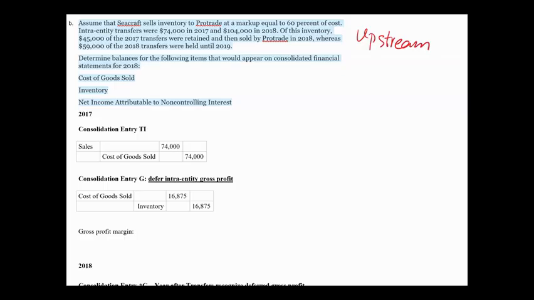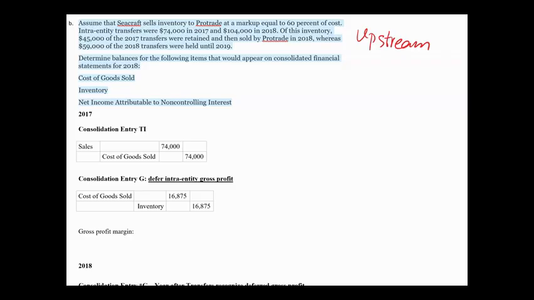Each entity transfer was 74,000 in 2017 and 104,000 in 2018. Of this inventory, 45,000 of the 2017 transfer were returned and then sold by ProTrade in 2018, whereas 59,000 of the 2018 transfers were held until 2019. Determine the balance for the following items that would appear on the consolidated financial statement for 2018: cost of goods sold, inventory, and net income attributable to non-controlling interest.